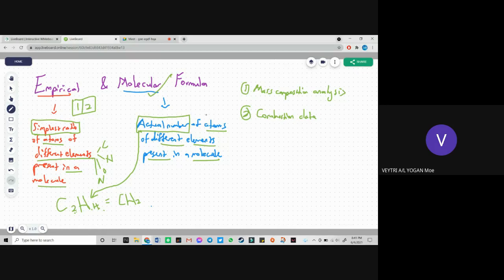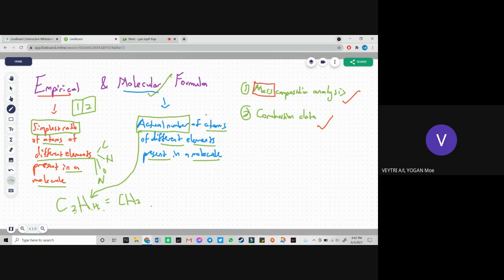Okay, now, there are two ways for you to find empirical and molecular formula. First and foremost is mass composition analysis, and secondly is combustion data. What do they mean? Number one, mass composition analysis. The moment you see the word mass, there will definitely be information about the mass of certain types of elements in an atom and so on.